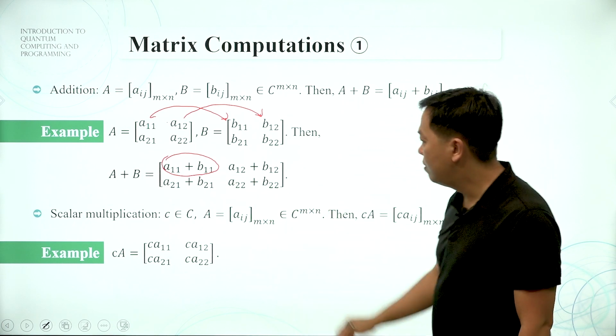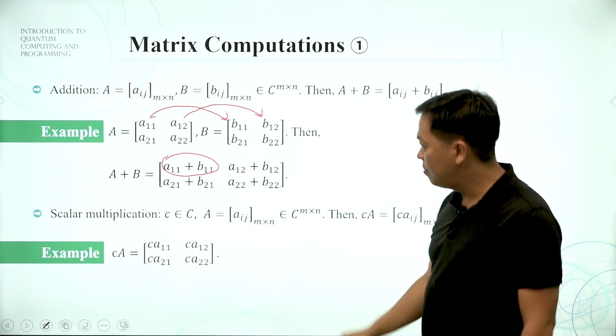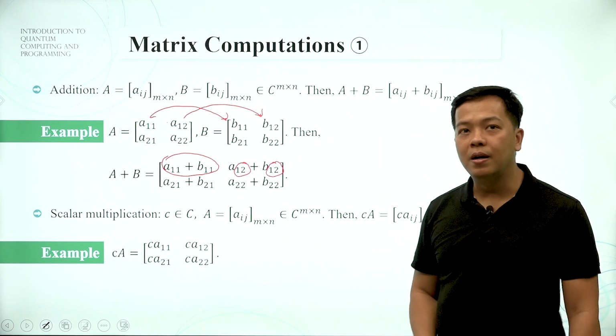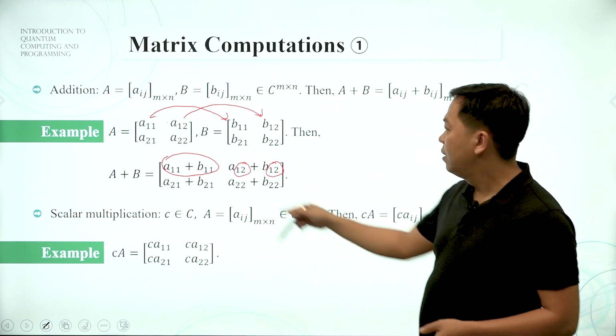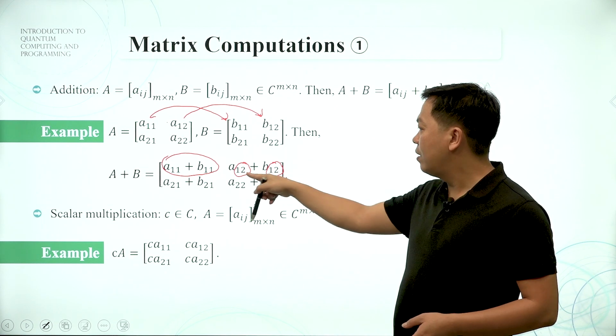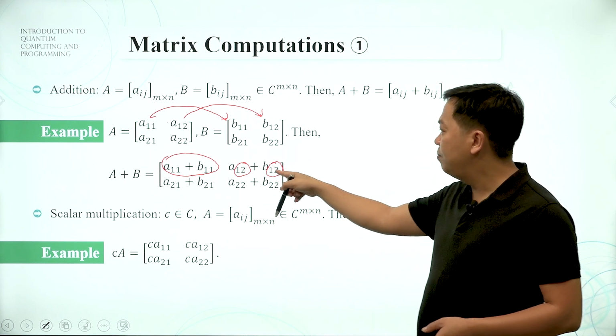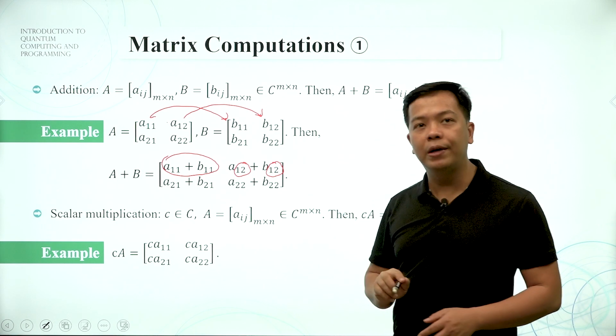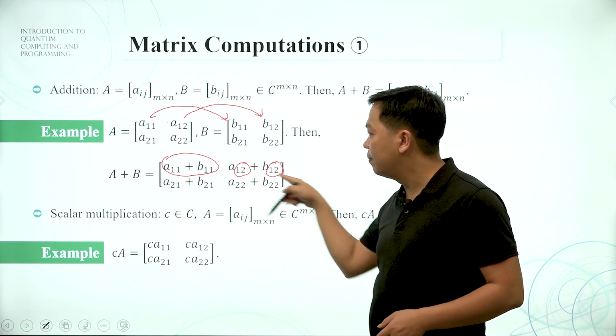1,1. So similarly, you need to make sure that this kind of value is in the same position, okay? A11, A12 plus B12. But this one, if you see the 2,1, it's wrong, okay? Make sure this one is the same.